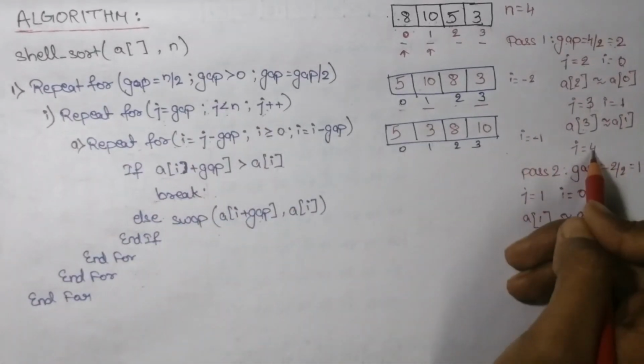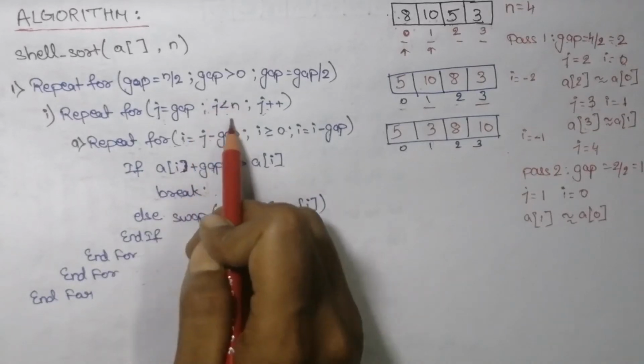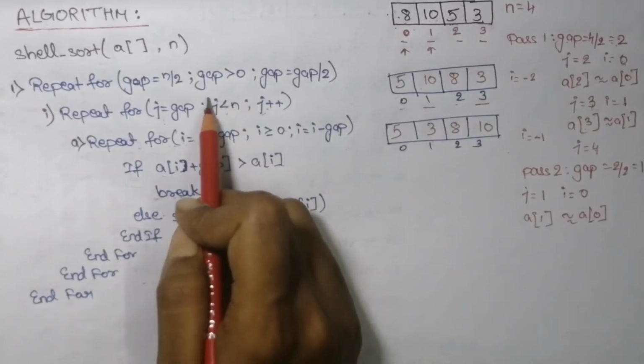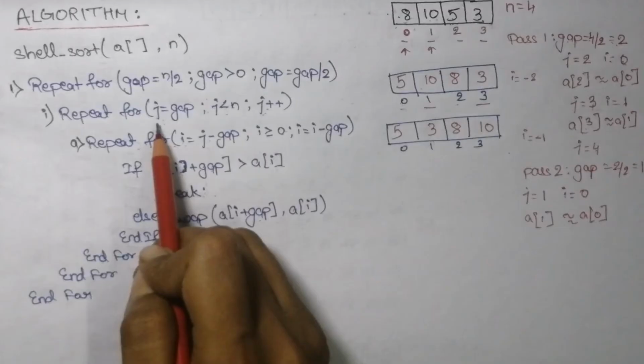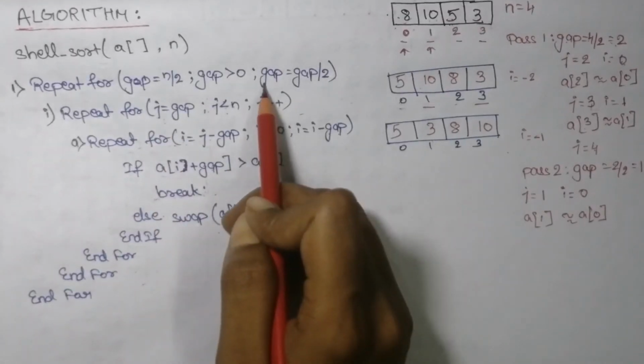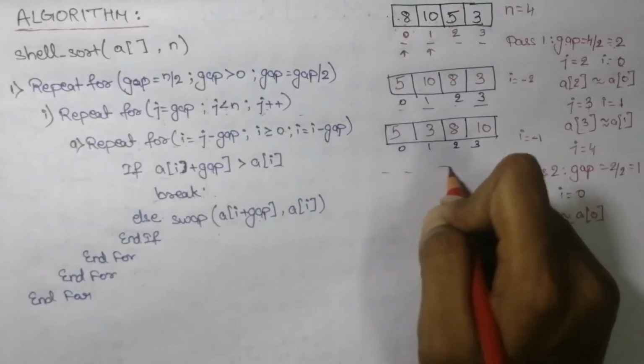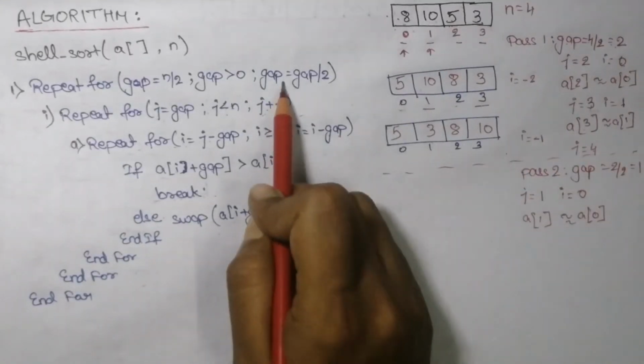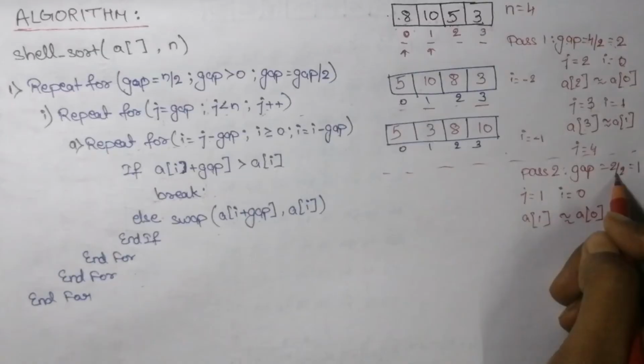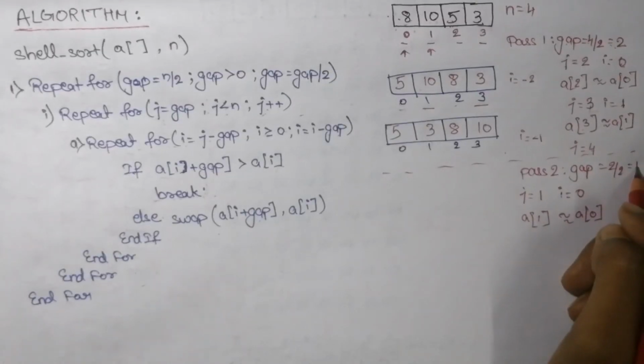Now j equals 4, right? But here this condition is not satisfied as 4 is not less than 4. So coming out of this loop, we will set gap equals gap by 2. That means this is the end of pass 1. And now we will set gap equals gap by 2, equals 2 by 2, equals 1.